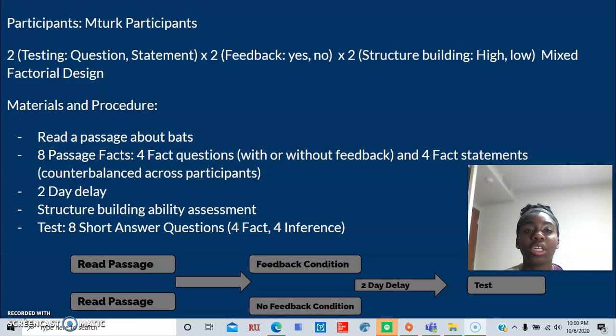And the last thing we'll be looking at is the individual differences of the participants and whether they will be classified as a high or low structure builder. Now we are on the materials and the procedure.